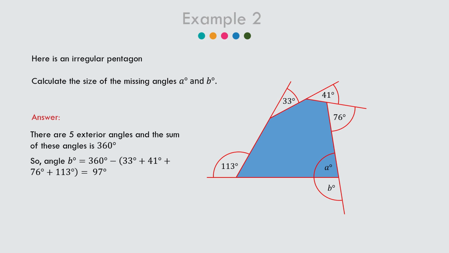To calculate the missing angle A, we know that there are 180 degrees on a straight line, and as we already know the value of angle B, we can simply subtract it from 180 to give us our answer. Angle A is 83 degrees.